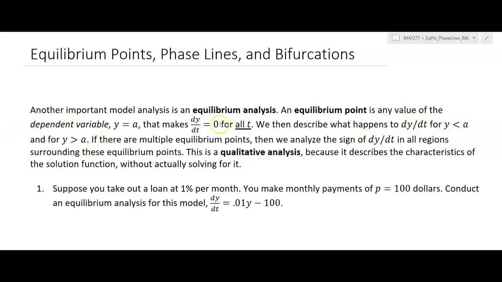We then describe what happens to dy dt for y below that value and for y above that value. If there are multiple equilibrium points, then we basically do what you might think of as the first derivative test, where you look at all the intervals surrounding the critical points, which is what these are. You look at the sign of dy dt: is the function increasing, decreasing, or constant? This is called a qualitative analysis because it describes the characteristics of a solution function. We're not actually solving the differential equation itself. In some cases you can't.